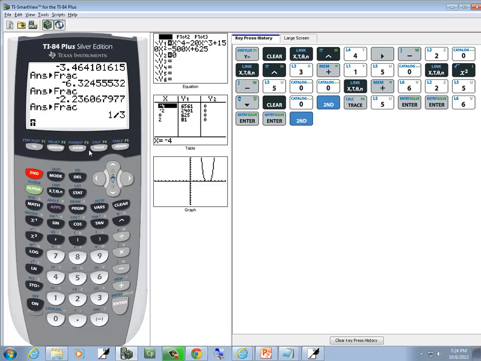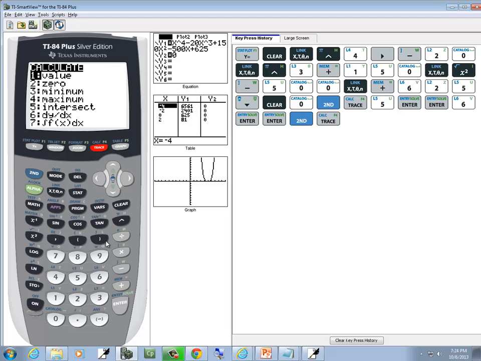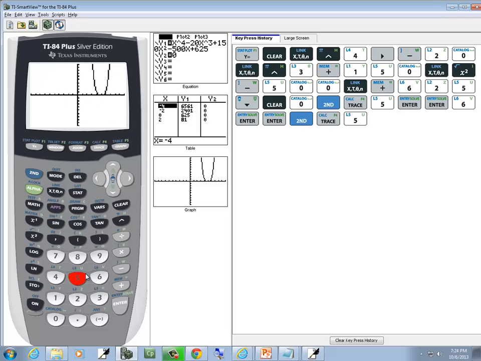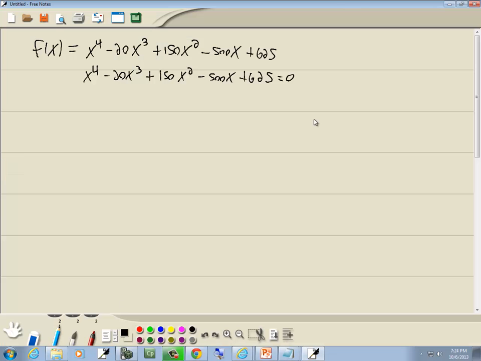Let's do it again. Second trace and choose intersect. 1, 2, 3, 4, 5. Okay, and then we'll do enter on first curve, enter on second curve, and I'll put 5 in for the guess. And it comes back and tells us the intersection is x equals 5.